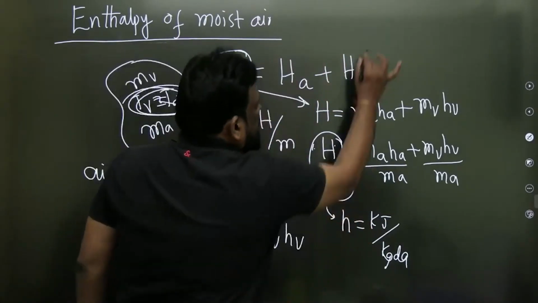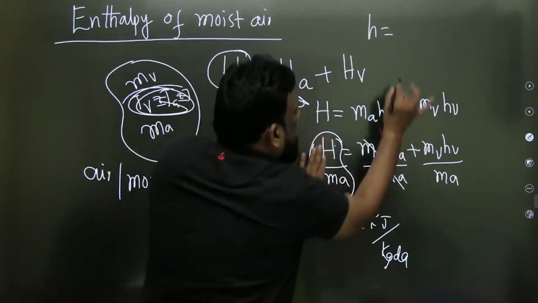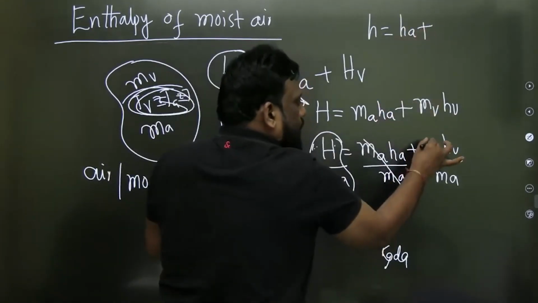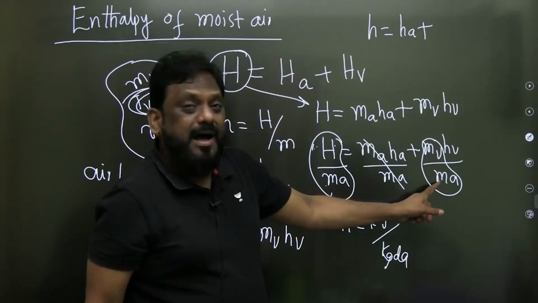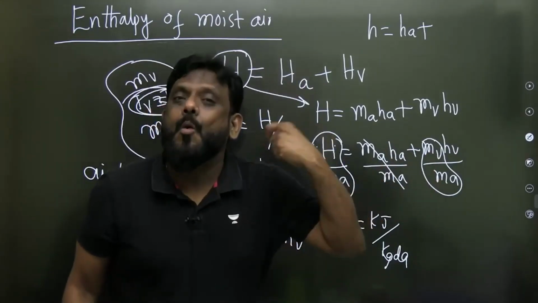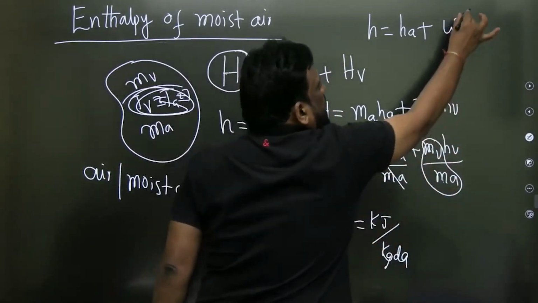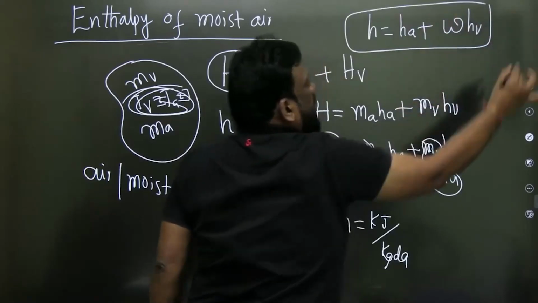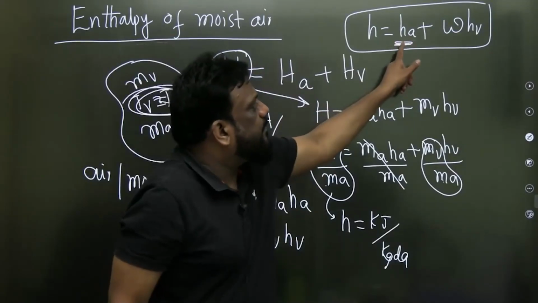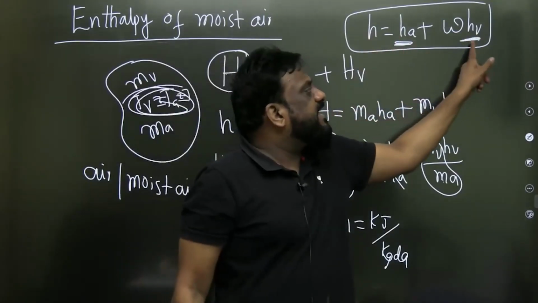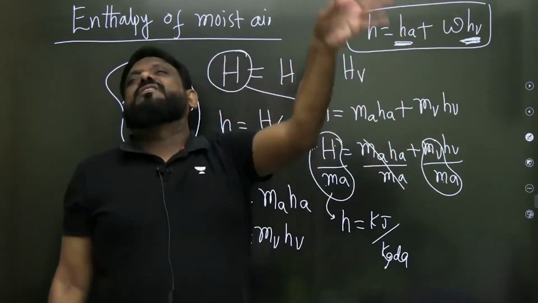So can I write this as small h is equal to, see capital H by MA is small h. Small h is equal to MA cancel करो, hA. What is MV by MA? कल देखे थे. Yesterday we saw mass of vapor to the mass of dry air is specific humidity omega. So therefore this is omega. MV by MA is omega into hV. And this is the enthalpy of moist air. Please listen carefully. Where hA is specific enthalpy of dry air, hV is specific enthalpy of water vapor, and h is total enthalpy of moist air per kg of dry air.